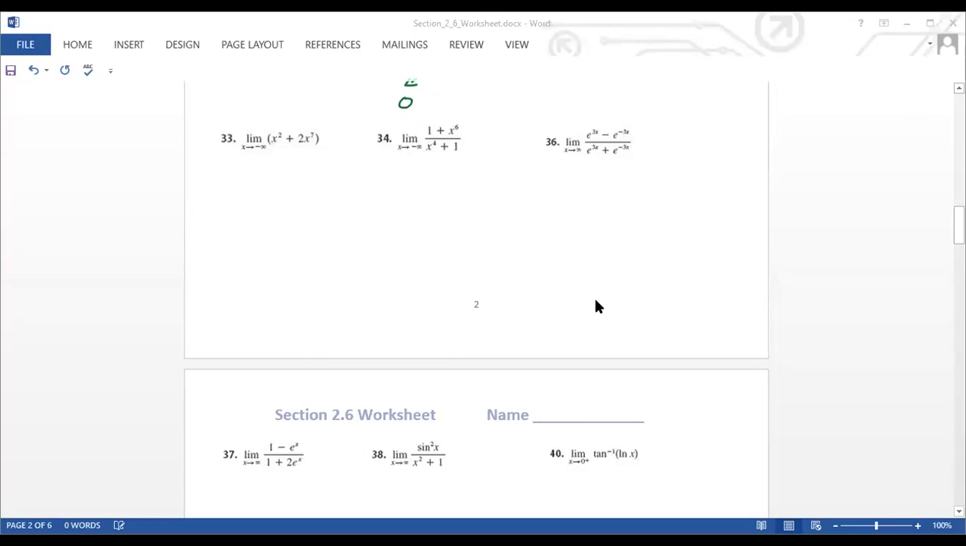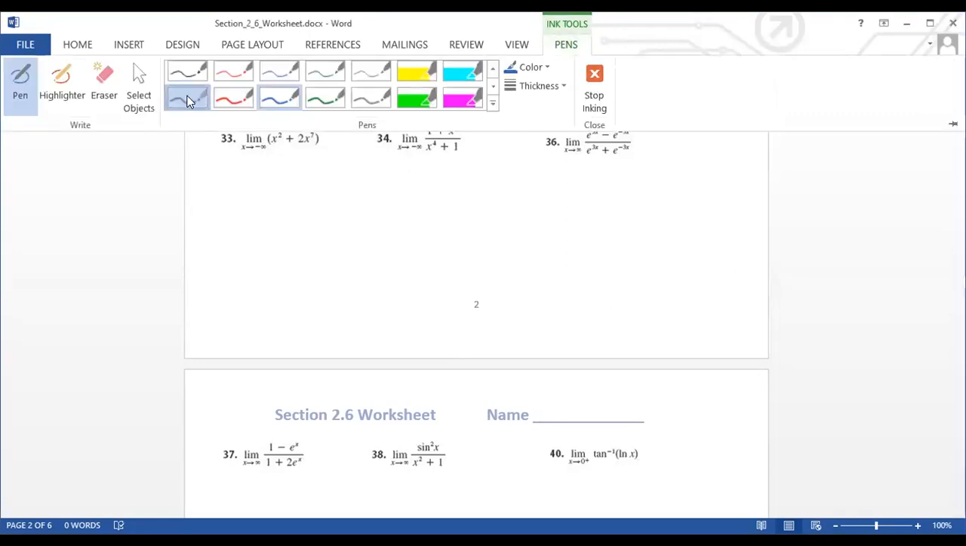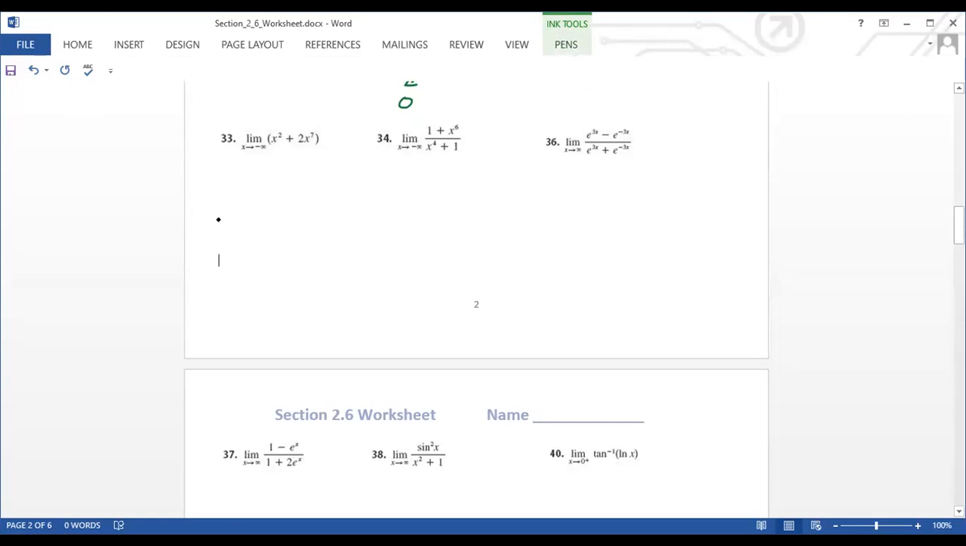Let's go back to our worksheets here. All right, so now we start. Let's take a look here. This is x approaching negative infinity, so be careful that this is a negative infinity.